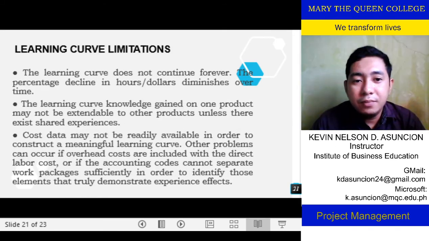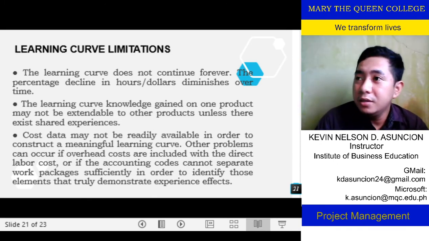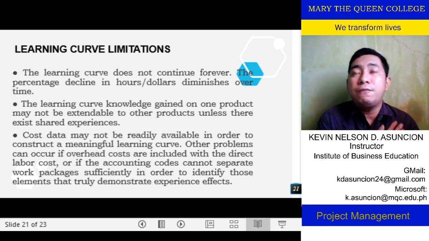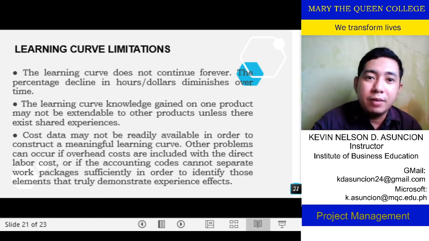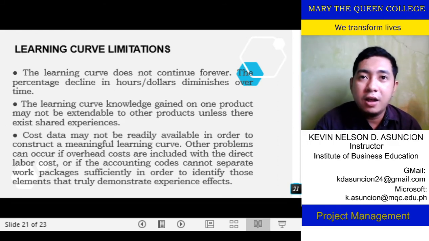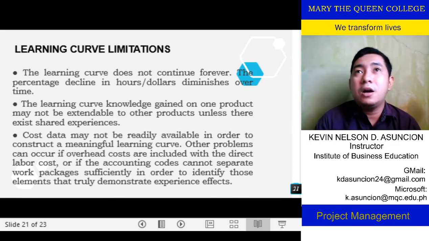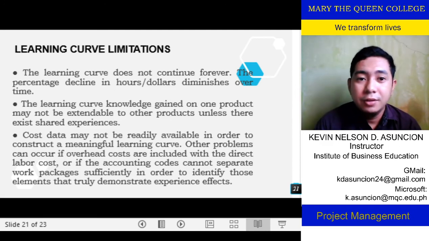Okay? And then we have limitations of the learning curve. One limitation is the learning curve does not continue forever. Walang forever. Ganon din sa learning curve, no? So the percentage decline in hours and dollars diminishes over time. So parang law of marginal utility or diminishing returns, that habang tumatagal, yung mga una nasa-satisfy ka, tumataas yung level ng satisfaction, at darating yung araw na bababa yan. The same thing with the theory of gravitational force. What comes up must come down, no?